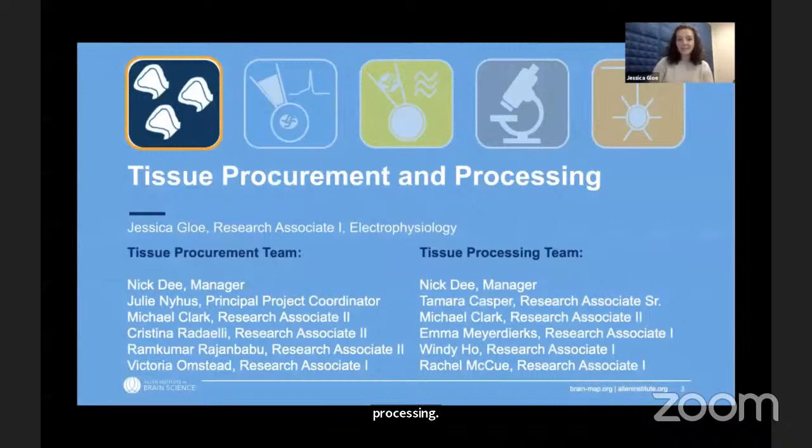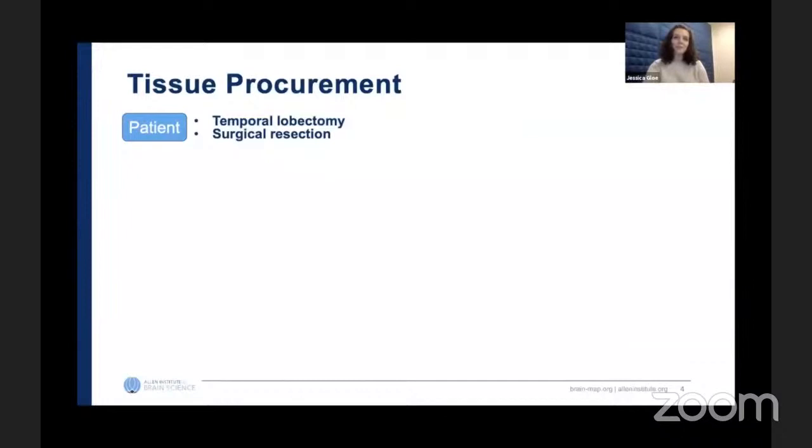Thank you, Rusty. My name is Jessica Glow. I'm a research associate on the tissue processing team, and I'll be discussing where our human tissue comes from and how we prepare it for downstream experimentation. Here at Allen, we have amazing opportunities to receive live human brain tissue that allows us to perform experiments important to the characterization of cell types.